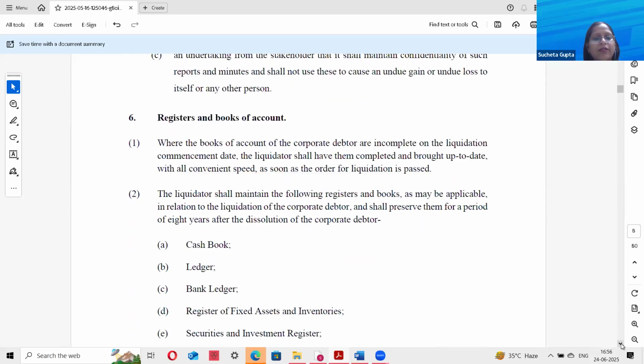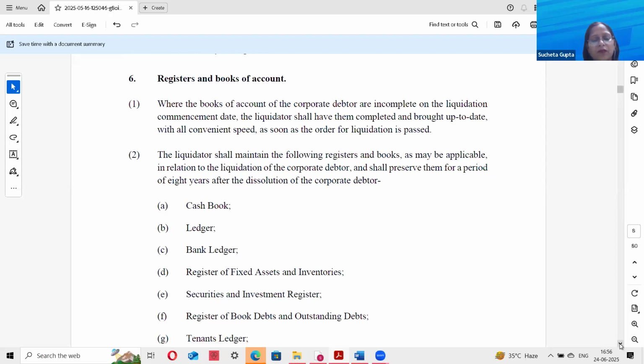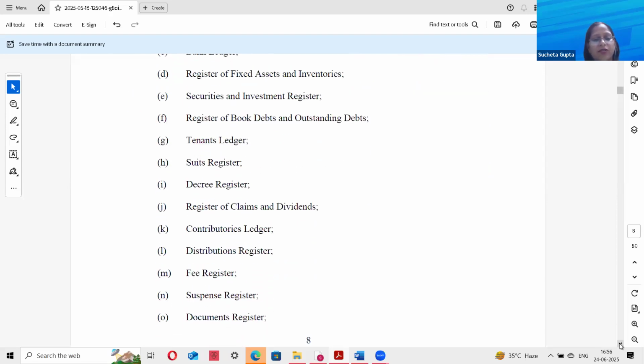Now move on. The registers and books of accounts. Where the books of account of the CD are incomplete on the liquidation commencement date, the liquidator shall have them completed and brought up to date with all convenient speed as soon as the order for liquidation is passed. The liquidator shall maintain the following registers and books as may be applicable in relation to the liquidation of the CD and shall preserve them for a period of 8 years after the dissolution of the CD. Cash book, ledger, bank ledger, all these registers they have mentioned here.